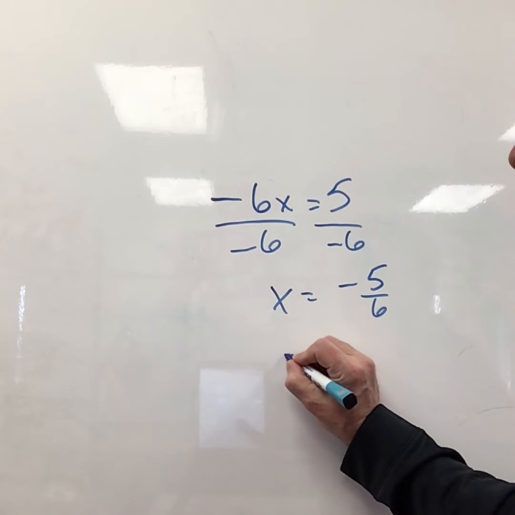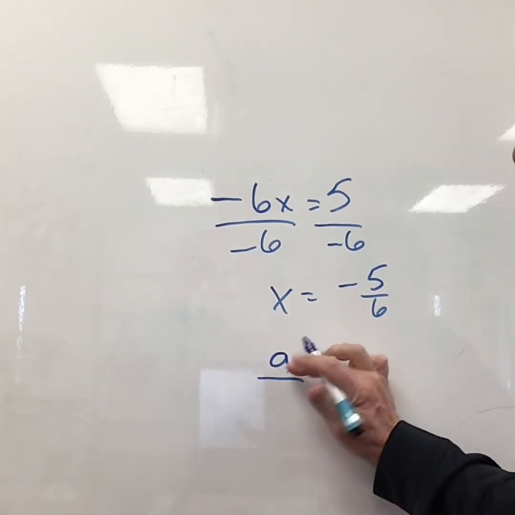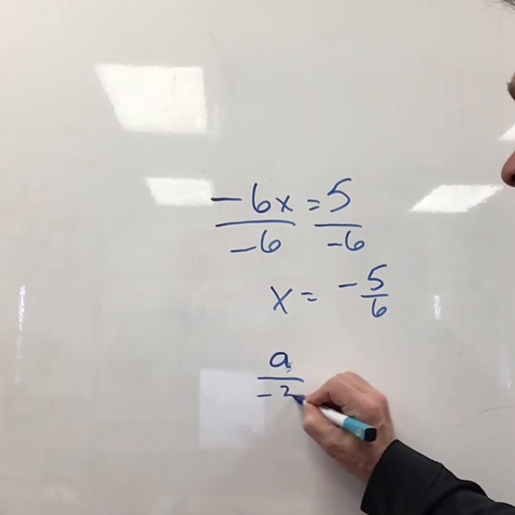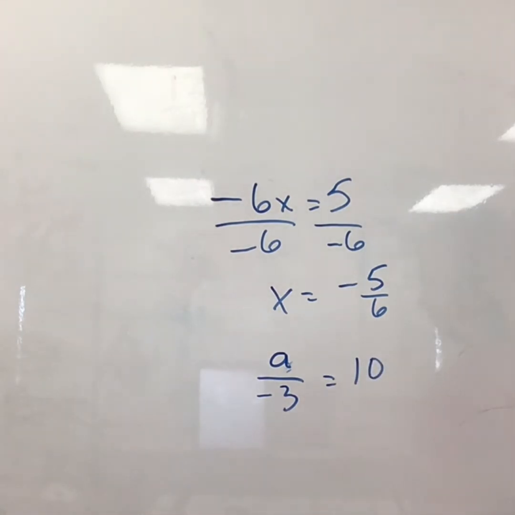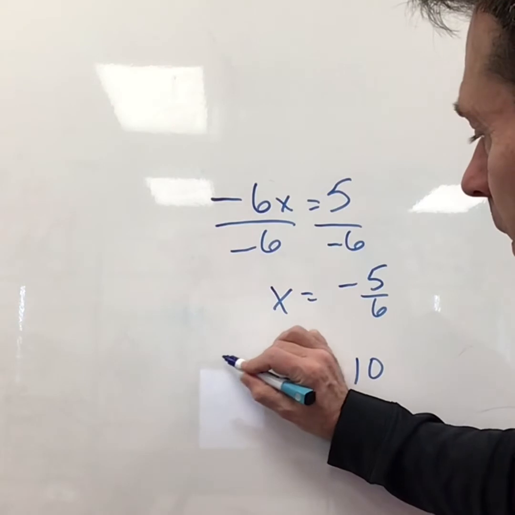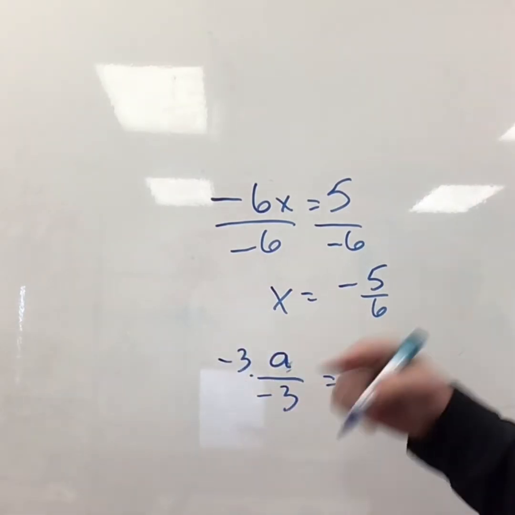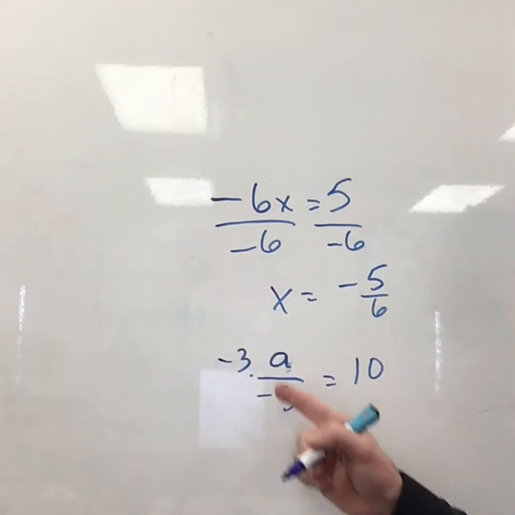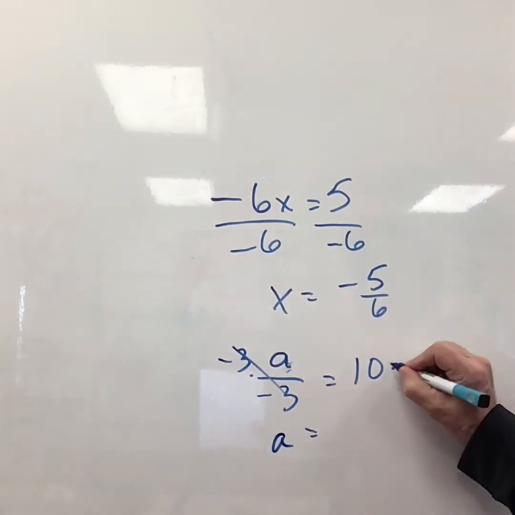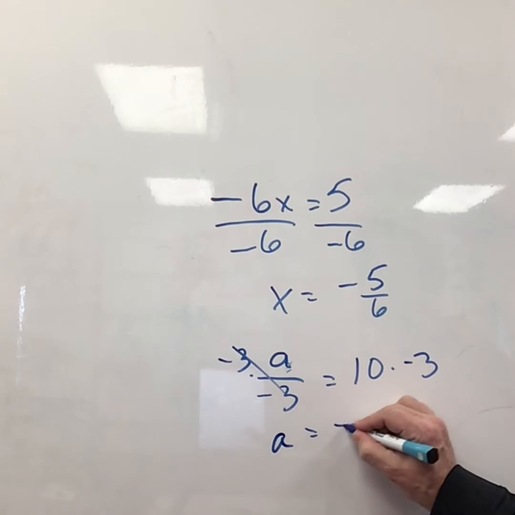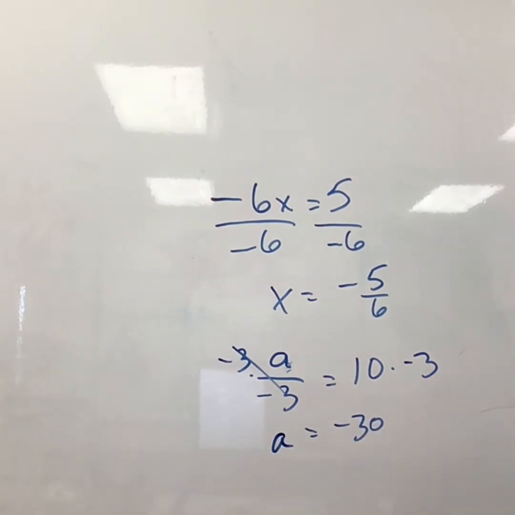On these ones, a over negative 3 equals 10. So if a over negative 3 equals 10, how to get rid of this negative 3? I multiply it by negative 3. To get rid of it, I have to do the exact same thing. That gets the a by itself. Then I have to multiply this side by negative 3, and I get negative 30. And they do throw a couple of them like that at you.